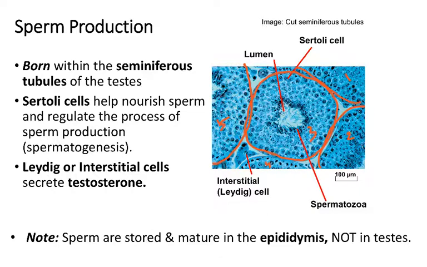The Sertoli cells in the seminiferous tubules are sort of nursemaid cells for developing sperm. And the process of sperm production is called spermatogenesis, literally the genesis of sperm. There are also, in between the seminiferous tubules, cells that are called interstitial cells, or Leydig cells, after Herr Dr. Leydig, I'm sure. And those are the cells that secrete testosterone.